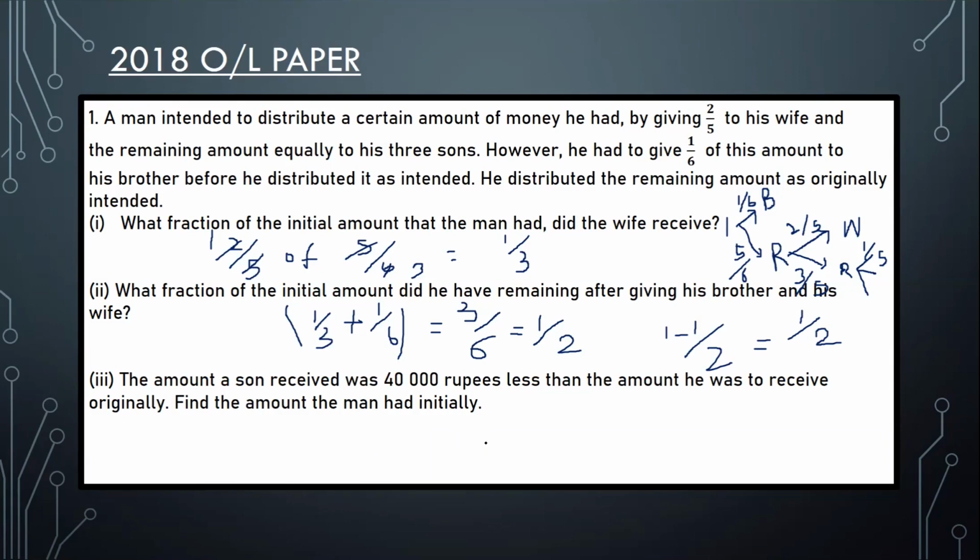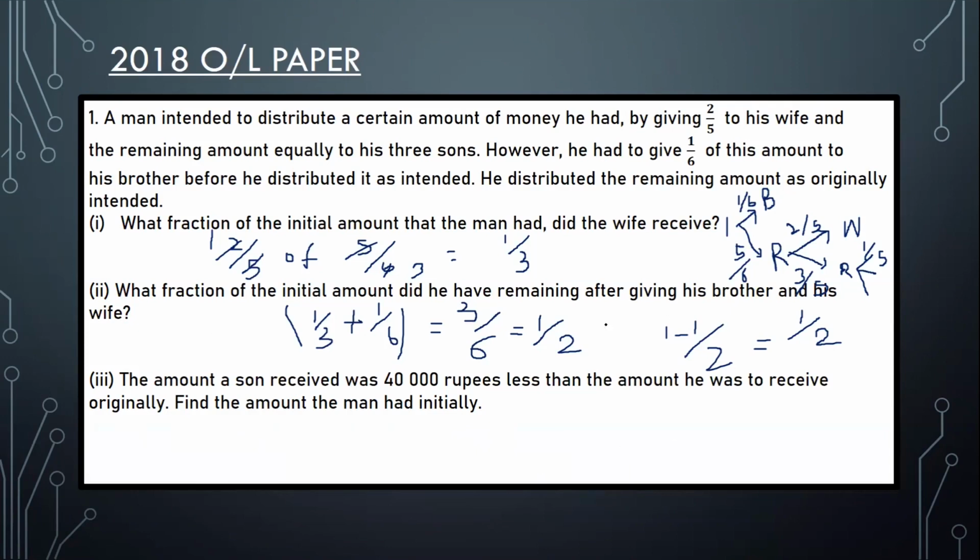Okay, is it clear? Is it clear up to this point? Up to the second part, is it clear? Okay. So the last part, now they are telling here, the amount each son is receiving is 40,000 rupees less than the amount they were to receive originally.